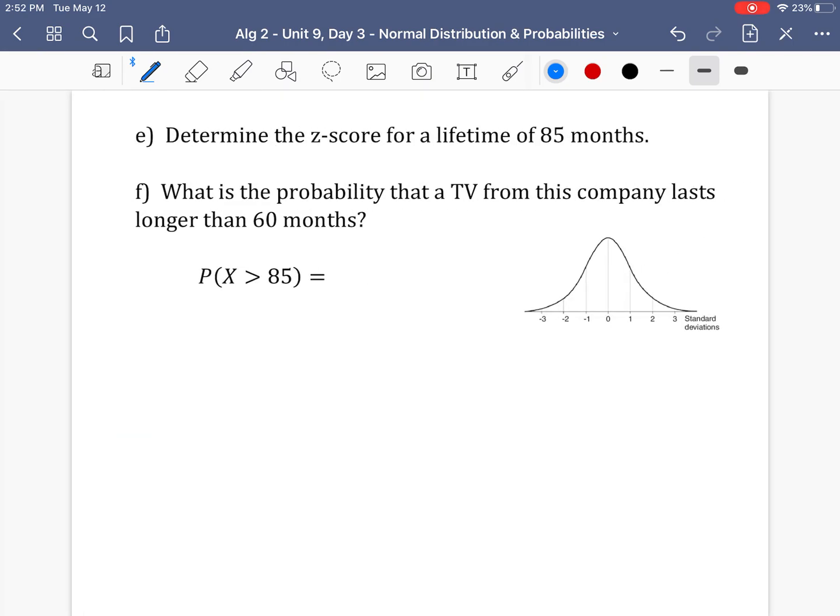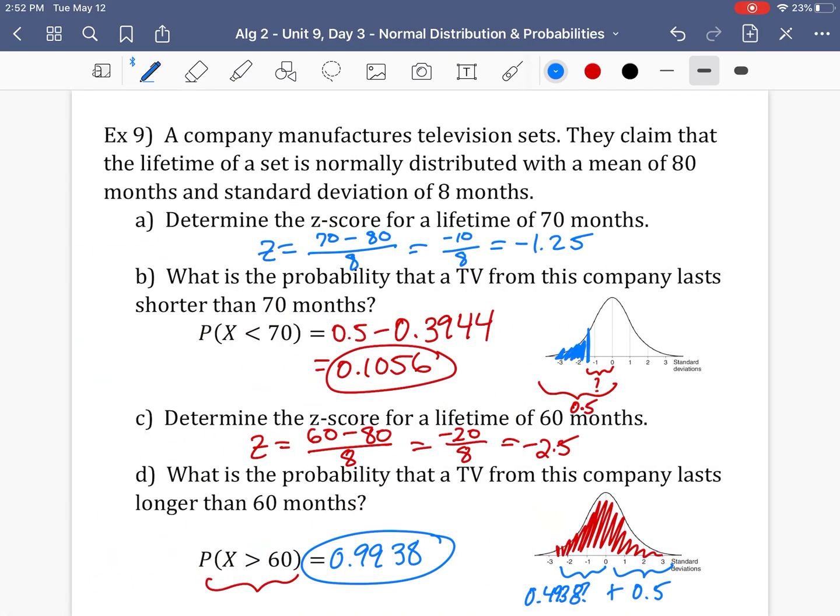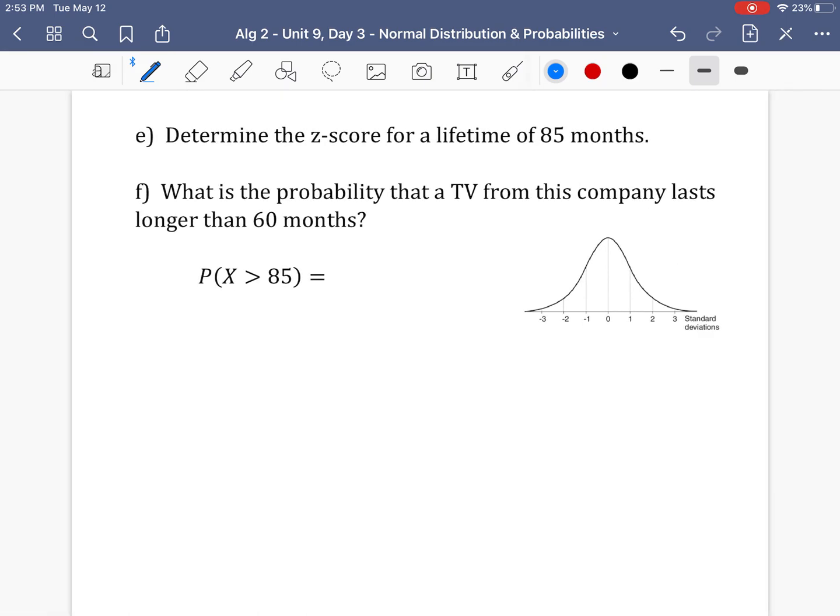All right, my last example here. Determine the z-score for a TV lifetime of 85 months. So remember the 80 and 8 were the mean and standard deviation. So get 85 minus 80 over 8. So it gives me 5 over 8. So when you do 5 divided by 8, you get 0.625. So our chart only has 2 decimal places. So 0.625, I'm going to round that up to 0.63. Okay. So 0.63 puts me just to the right of 0, about right there.